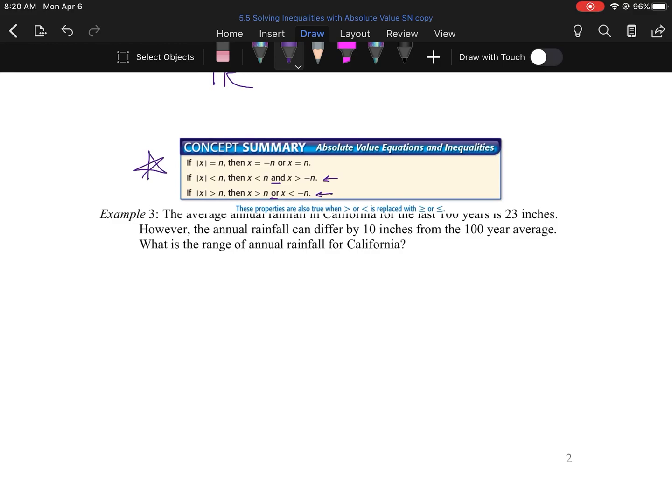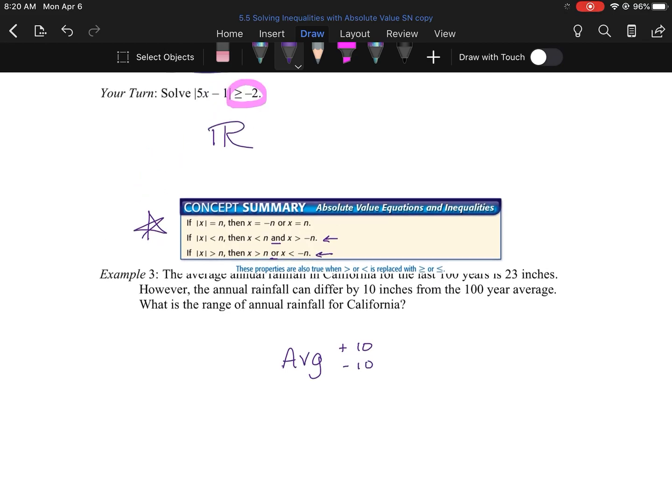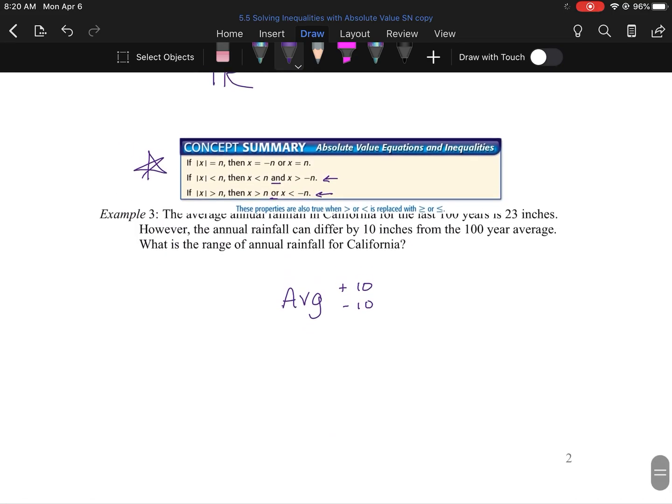So it says the average annual rainfall in California for the last 100 years is 23 inches. However, the annual rainfall can differ by 10 inches from the 100-year average. What is the range of the annual rainfall for California? So it says our average can differ by 10 inches. So differ by 10, that means it could be the average plus 10 or the average minus 10.